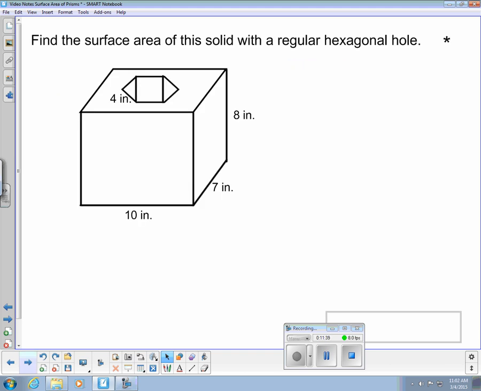All right, here's one for you to do. You can pause the video, do this figure, then turn the video back on when you're ready to see the answer.